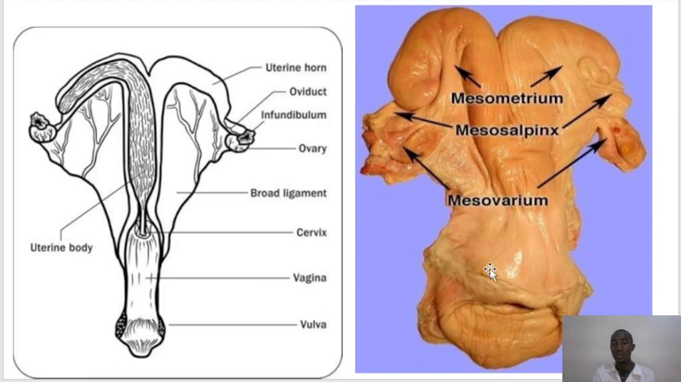Then the reproductive system is held on one side by the muscles of the vagina, the vulva, and the vestibuli. For example, we have the constrictor vestibuli, then the constrictor vulvae. Those are the muscles that hold this reproductive system.